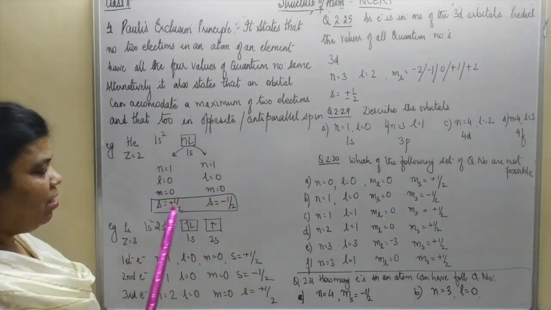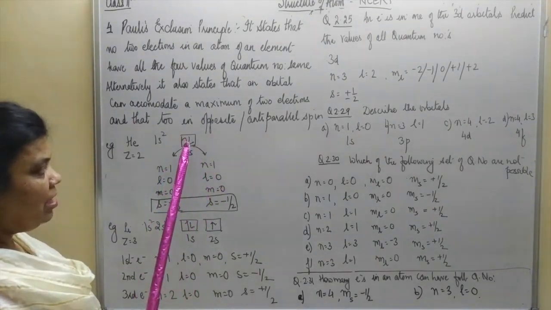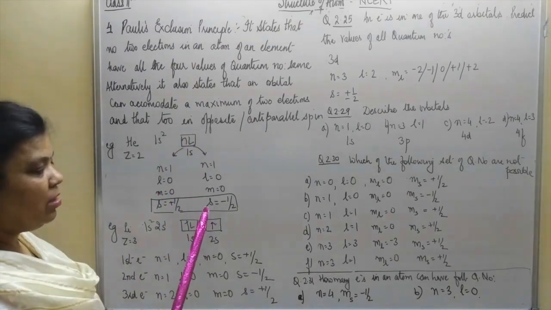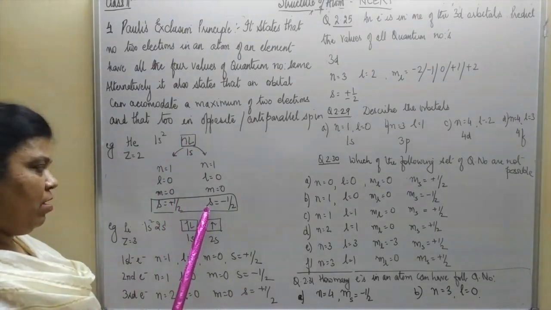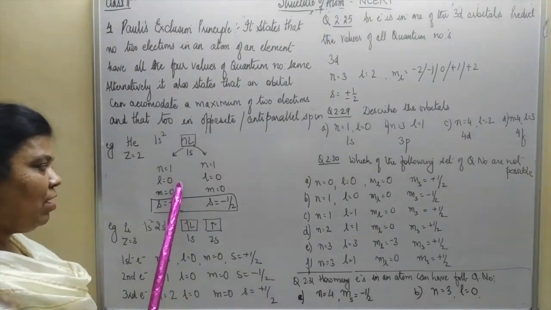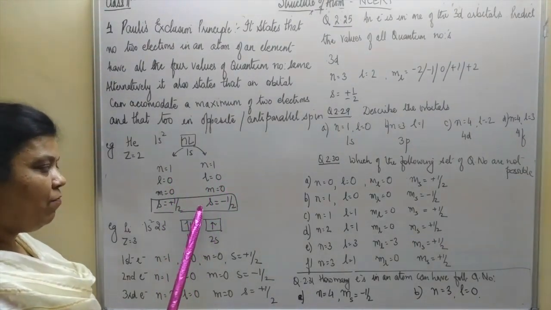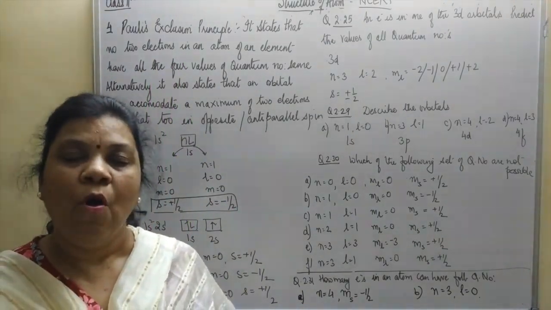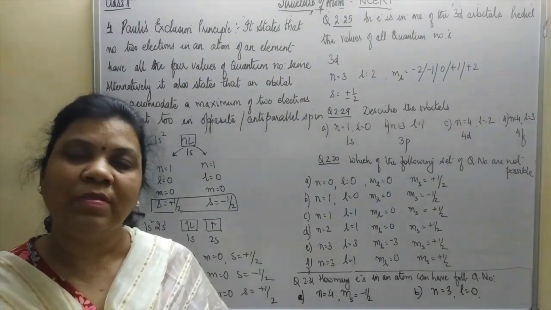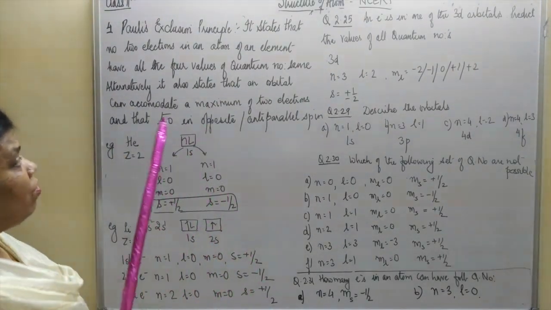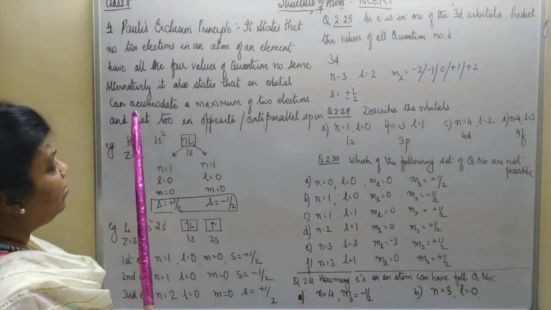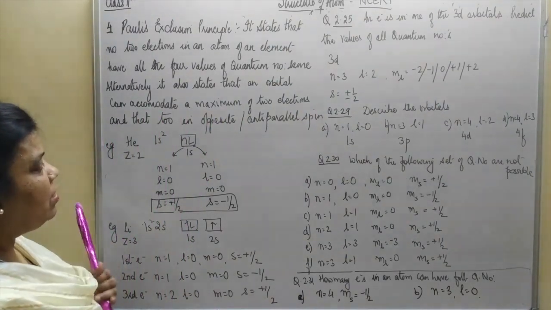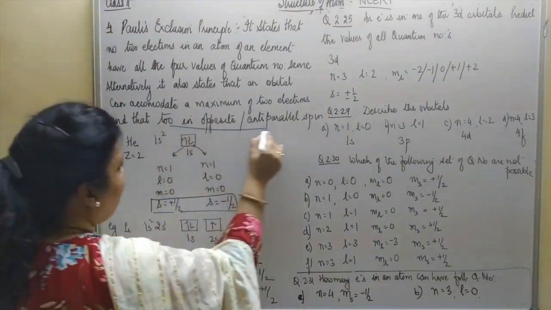That means it is very clear from this example that these two electrons have different values of the spin quantum number, that is the fourth quantum number. Even if the three values are the same, the fourth one will be different. That means we can say that no two electrons in an atom can have all four quantum number values the same. Then let us talk of the alternative statement. It states that the orbital can accommodate a maximum of 2 electrons, and that too in opposite or anti-parallel spin.